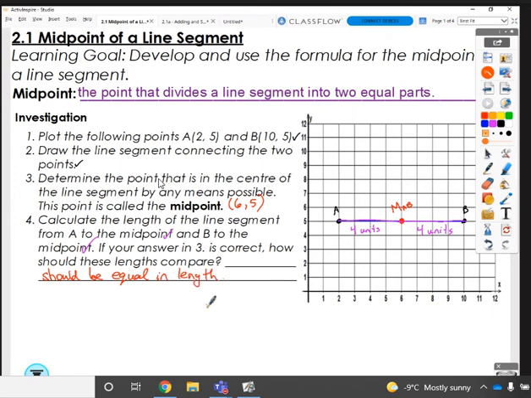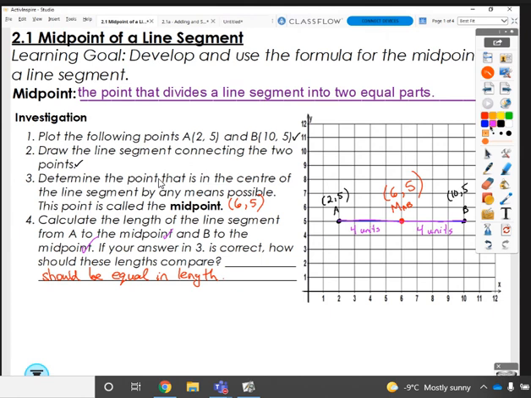So from A to the midpoint and B to the midpoint, they have to be equal. So this is point 6, 5. Now let's take a moment. We have coordinate A, which is (2, 5), and coordinate B, which is (10, 5).